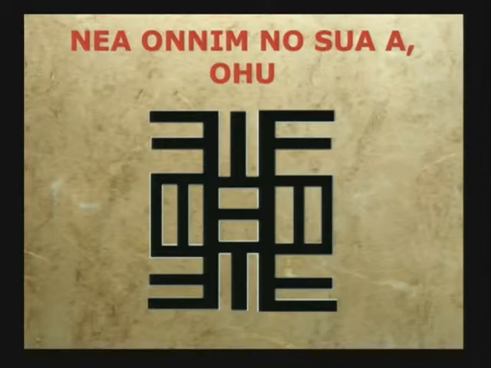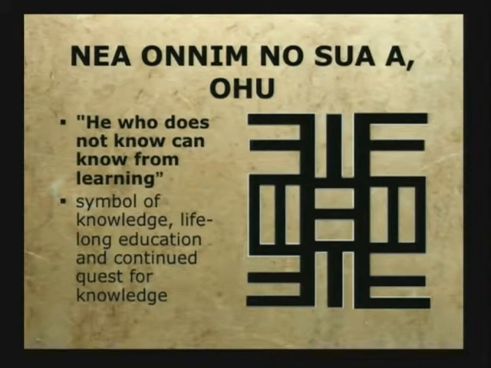You'll get it. This is one of the Adinkra symbols. This is a symbol that we use on our Rites of Passage t-shirts here, the summer youth program we have here. Nia onim nosua aohu, which basically means he who does not know can know from learning. And it's a symbol of knowledge, lifelong education, and a continued quest for knowledge.